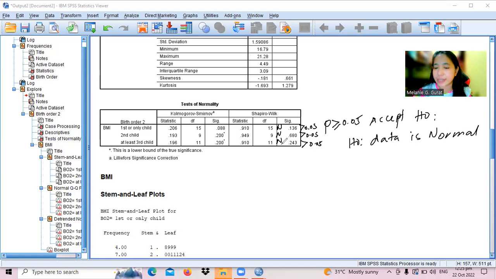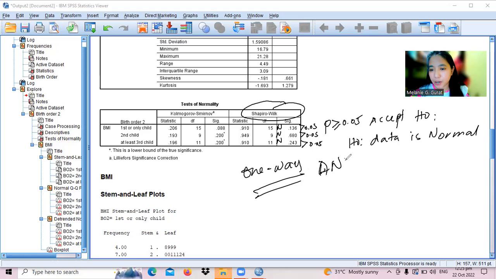which means this is normal, normal, and normal. In case that one of our data is not normally distributed, we cannot proceed with using one-way ANOVA. So using Shapiro-Wilk, we were able to know that the data is normally distributed. Then we are now sure that the test that we will be using is one-way ANOVA. ANOVA stands for analysis of variance.